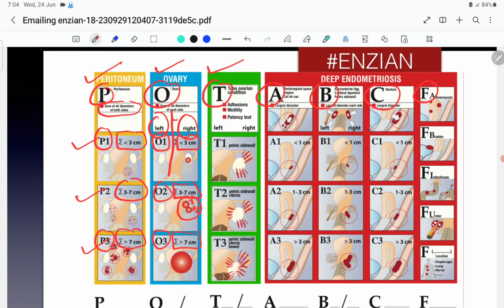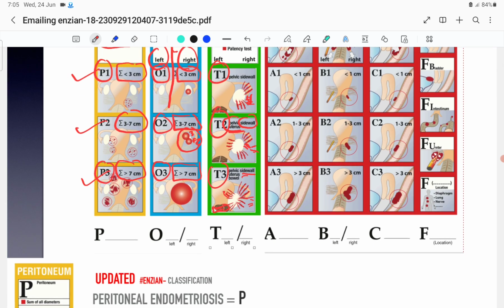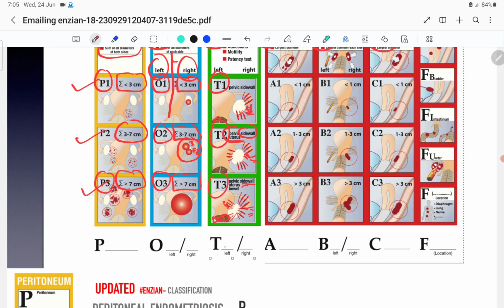Then tubo-ovarian conditions. Tubo-ovarian condition is again divided into T1, T2, T3. In T1, the tube is adherent to the ovary and it is adherent to the pelvic side wall. If it is adherent to the pelvic side wall, then it is T1. T2 is when the tube and ovary are attached to the uterus, pelvic side wall plus uterus, then it is called T2. If both tube and ovary are attached to the pelvic side wall plus uterus plus bowel, then it is T3. So they divided tubo-ovarian conditions into left and right.